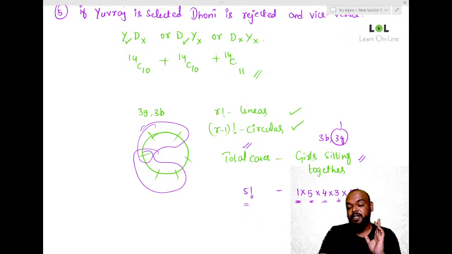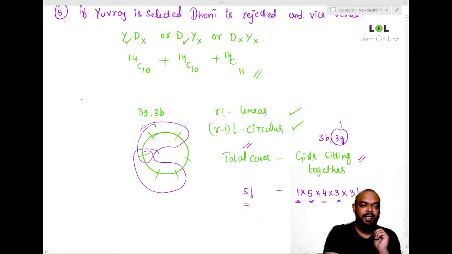What if the position is mentioned? Position cannot be mentioned, right? That is the problem here. Look, in a circular table, if position is mentioned, it becomes a linear arrangement.